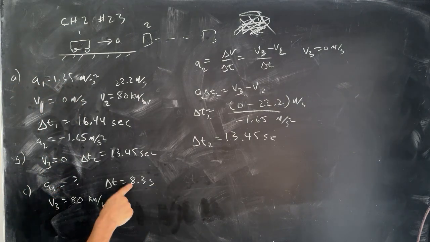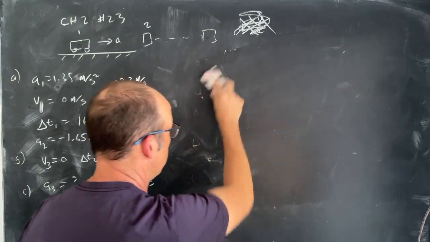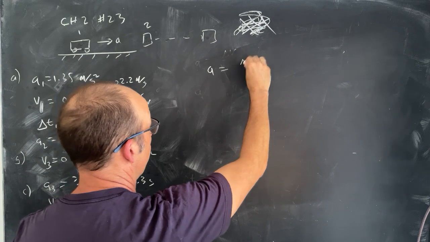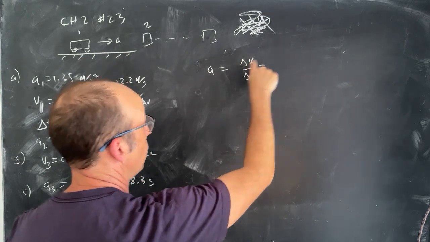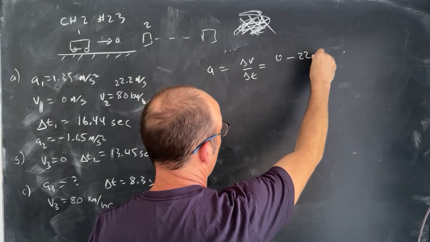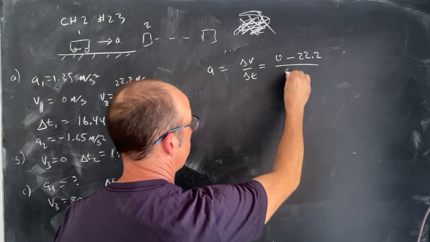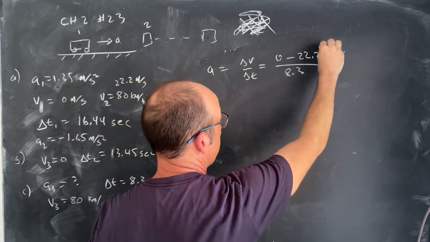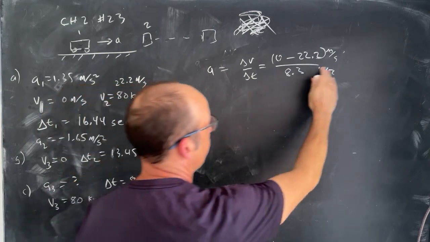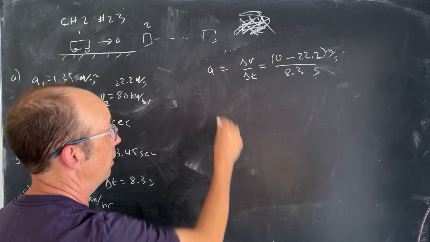Finally, we want to find the acceleration with that time. Again, we'll go back to our definition of acceleration. I'll just start over with that. A is going to be equal to delta V over delta T. And in this case, we're stopping. So the final velocity is 0 minus the initial velocity of 22.2 meters per second. And then we're going to say delta T is 8.3. And this is, no, it's seconds. And so we get meters per second per second, which is meters per second squared. So we can just plug this in.